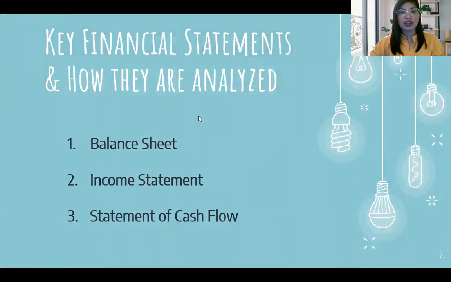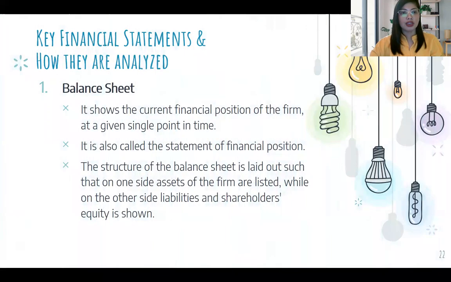Now let's go to the key financial statements and how they are analyzed. They are analyzed through the balance sheet, the income statement, and the statement of cash flow. The balance sheet shows the current financial position of the firm at a given single point in time. It is also called the statement of financial position. The structure of the balance sheet is laid out such that on one side, assets of the firm are listed, while on the other side, liabilities and shareholders' equity are shown.